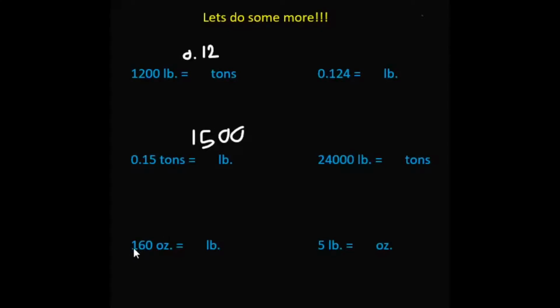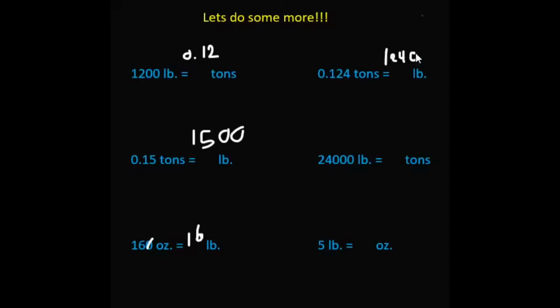Okay. So now we have 160 ounces equals how many pounds? So we know that 16 ounces is equal to 1 pound. So all we have to do is 160 divided by 16, which is 10. Pretty easy. When you're dividing, you take out a 0 and get 16. There. Next we have 0.124 tons equals how many? So all we have to do here is add a 0 at the end. So 1, 2, 4, 0. Perfect.